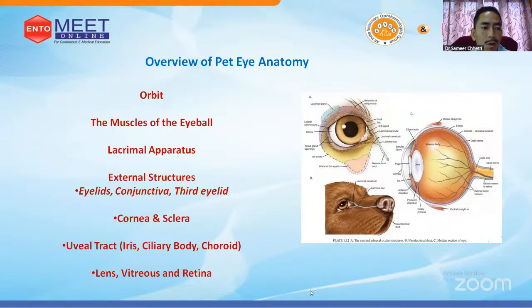We will be talking about in today's session: orbit, the muscles of the eyeball, lacrimal apparatus, external structures, mainly eyelids, conjunctiva, third eyelid, cornea and sclera, which forms the fibrous portion, uveal tract, which forms the vascular portion of the eye, and of course, the very important lens, vitreous, and retina.